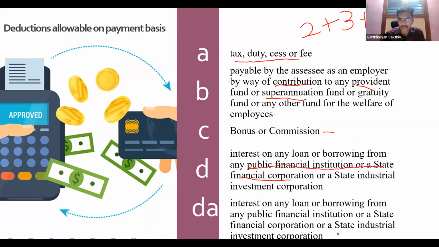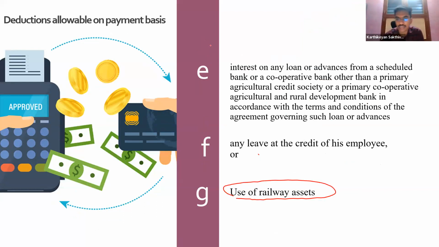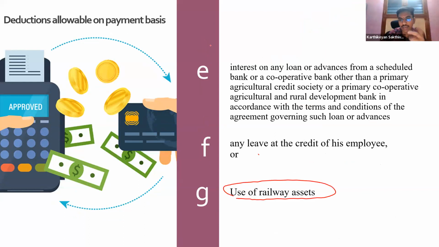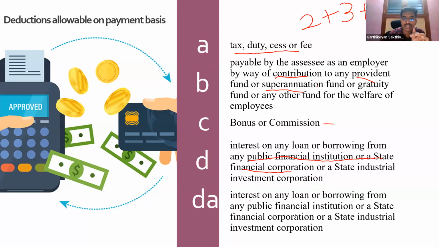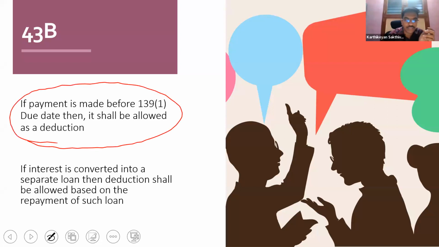So either it will be to a public financial institution or state financial corporation, or it will be to any scheduled bank. So if it is to a scheduled bank, then it will come there. So totally that is the three things. It should be a public financial institution or state financial corporation or a scheduled bank, or interest or loan should be from a primary cooperative society or agricultural society. So in all those cases, it can be claimed as deduction only if payment is made before 139(1) due date. If payment is made after 139(1) due date, it cannot be claimed as deduction. Right. So if payment is made after 139(1) due date, what happens is it shall be allowed as deduction in the year in which the payment is made.